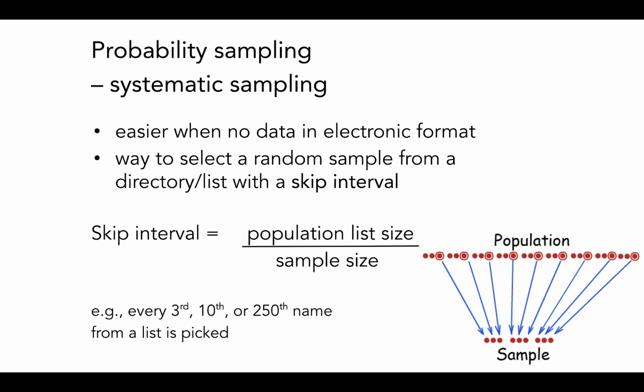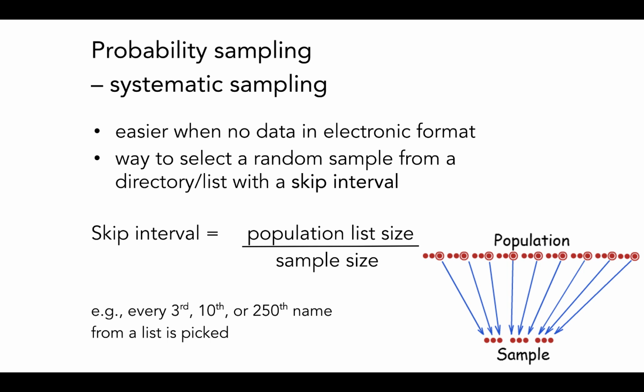And that skip interval is the population list size divided by the sample size. As you can see in the visualization on the right, every third person in the population is included in the sample. So that's what that skip interval refers to. This could be every third person, as in the example on the right, but could also be every 10th or every 205th name from a list that gets picked and gets included into the sample.